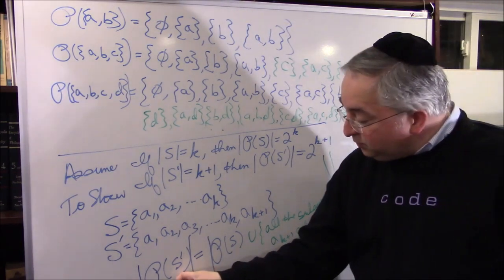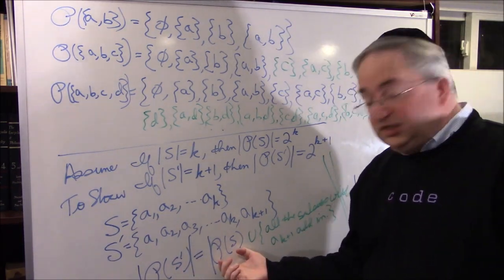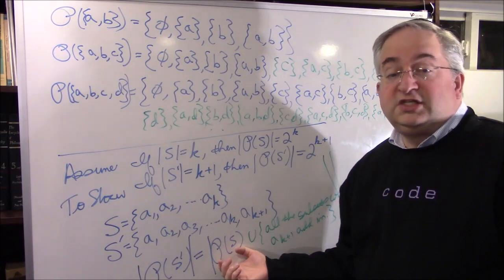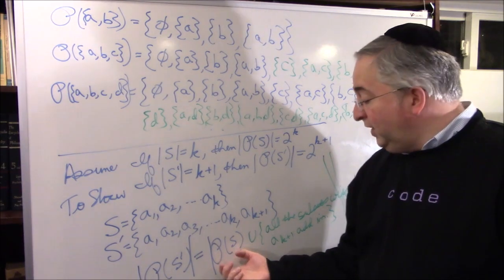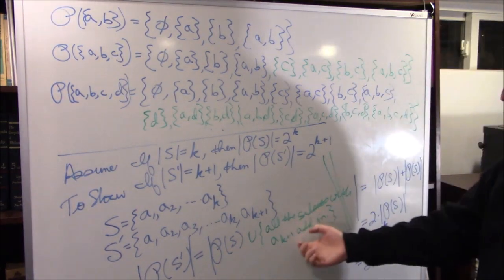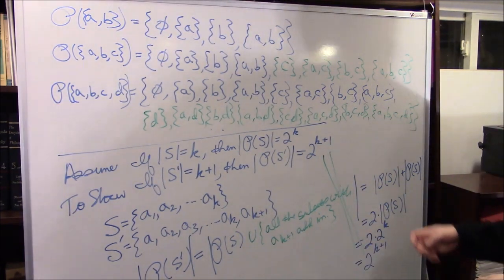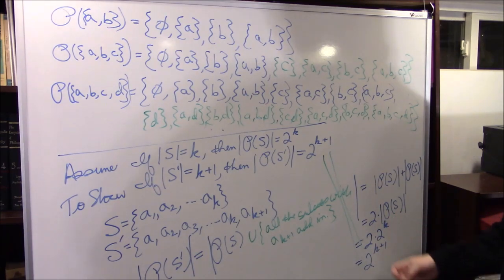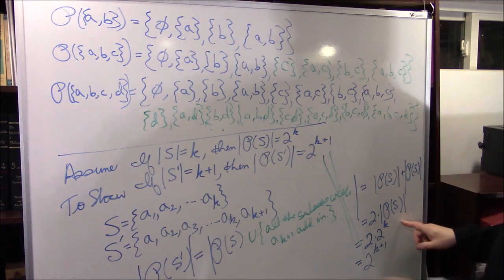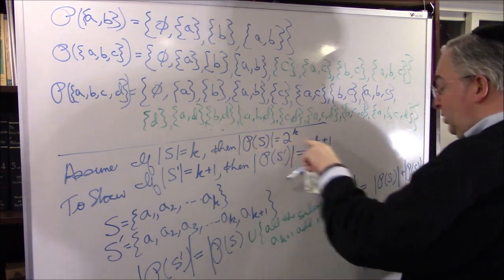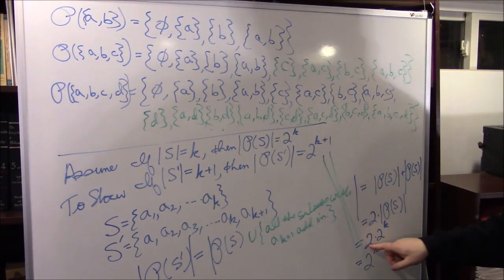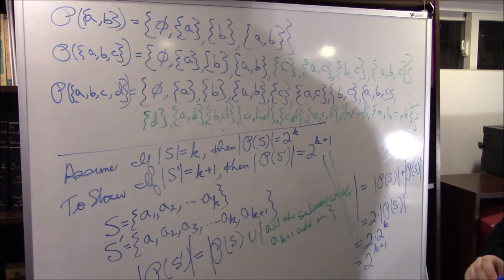The power set of S prime is the power set of S. The size is 2 copies of the power set of S, plus all the subsets with a k plus 1 added in. So that's power set of S plus power set of S, which is 2 times the power set of S, which by assumption is 2 times 2 to the k, which is 2 to the k plus 1, which is what we wanted to show.